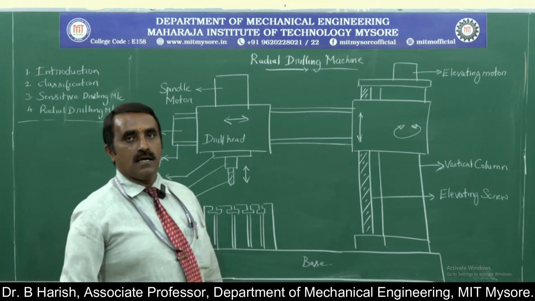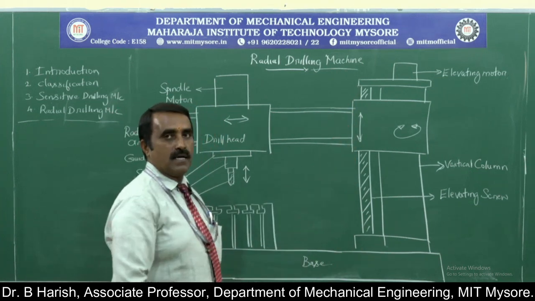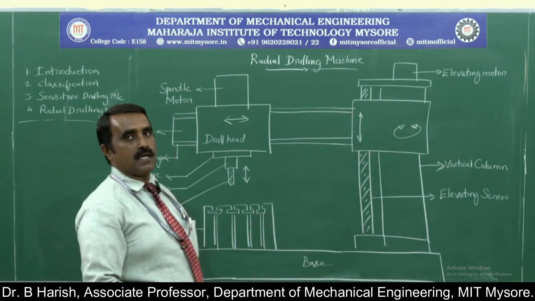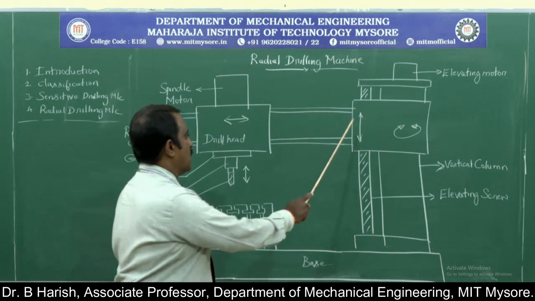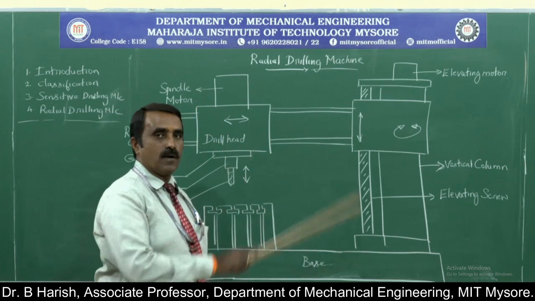Here the radial arm can be moved in the vertical direction. You can see this direction: it can move up and down. It can also be rotated by 360 degrees. Those are the two movements given to the radial arm. The radial arm can be moved up and down.